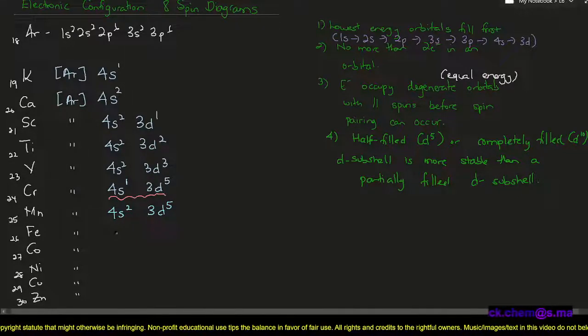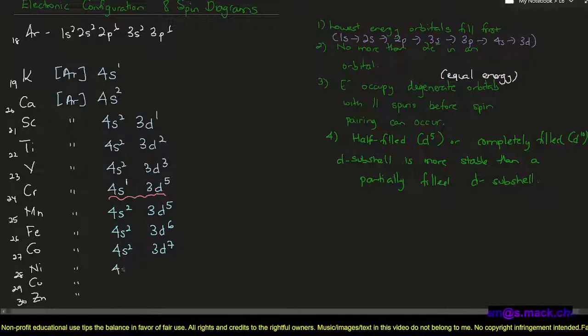Let's continue. Right. So after 5, we're going to have 6 electrons in the D subshell, and 7, and then 8. And then we get to copper, where we would expect it to be 4s2, 3d9.